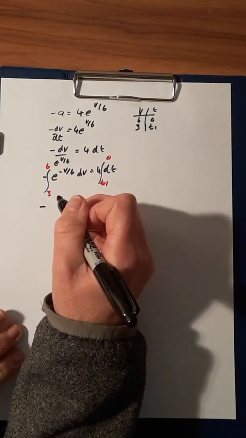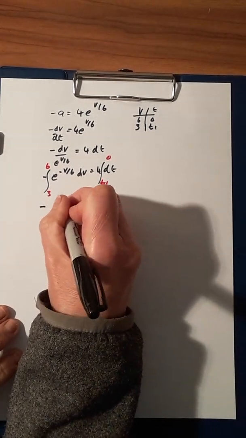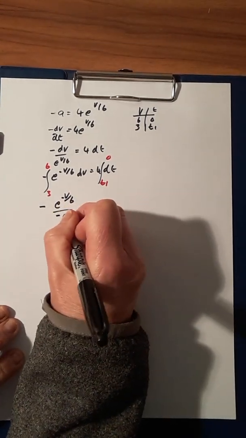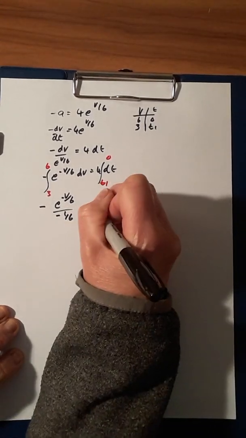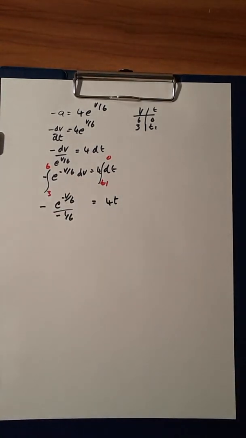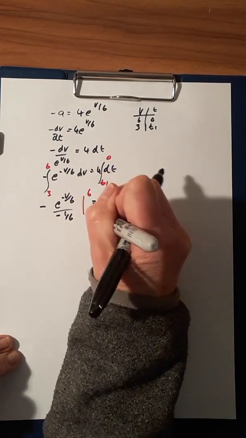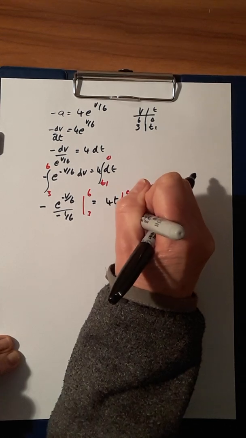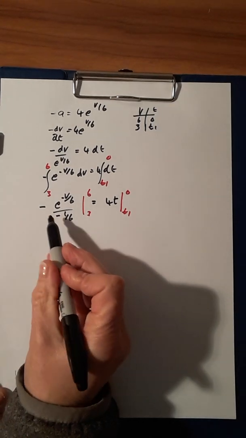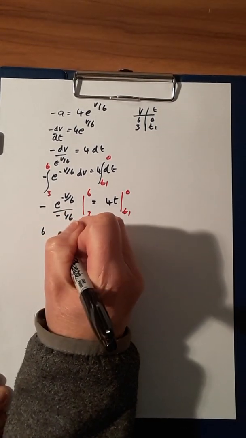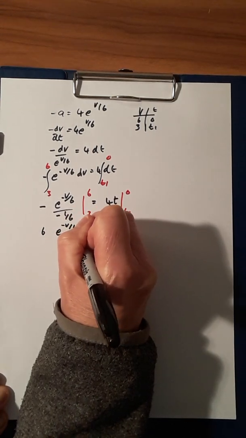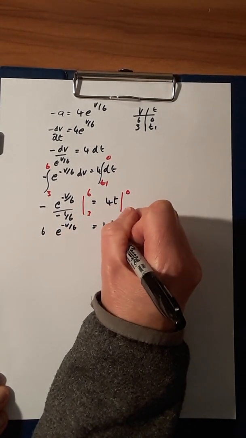I'll get minus. Now, e to the minus v over 6, and then that will be divided, of course, by minus 1/6. And that's equal to 4 times t. And again, my limits are going from 6 to 3 on the v side and 0 to t1 there. So I'll flip this minus 1/6 up. This will become plus 6 e to the minus v over 6. Same limits equals 4 times t.